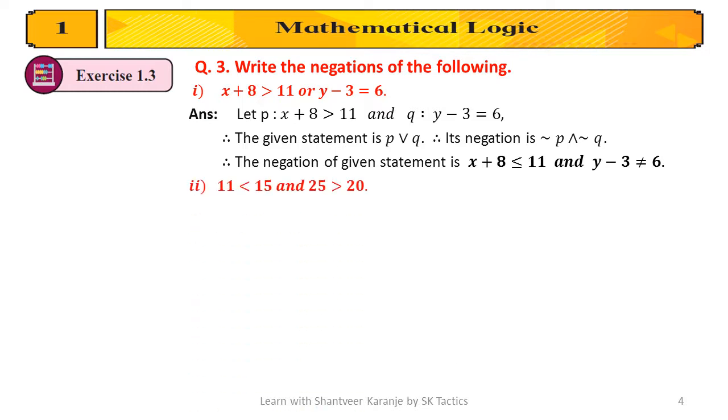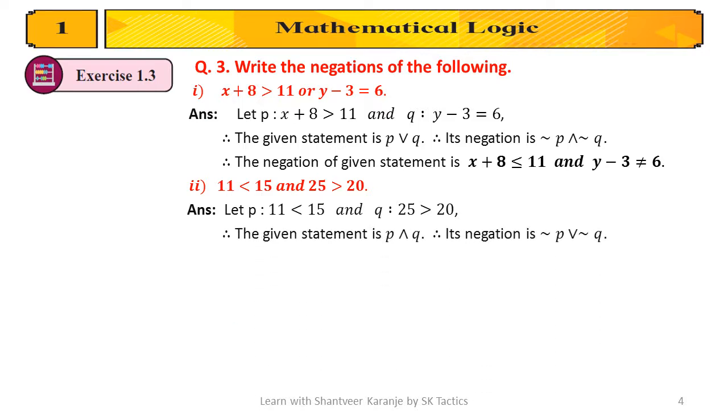Let's see the second question. 11 is less than 15 and 25 is greater than 20. Here P is 11 is less than 15 and Q is 25 is greater than 20. And there is the connective "and". So the statement pattern is P and Q. Its negation is negation of P or negation of Q. So in full statement form, the negation of the given statement is 11 is greater than or equal to 15, which is negation of P, or 25 is less than or equal to 20, which is negation of Q.